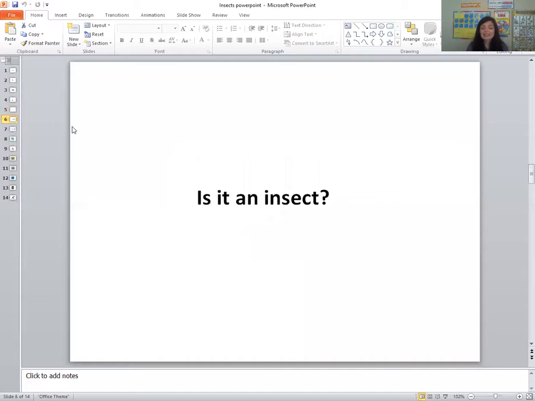It says, is it an insect? So we're going to play a little game. When I show you a picture, if you think it is an insect, then give me a thumbs up. Yes, it's an insect. But if you don't think it's an insect, give me a thumbs down. No, it's not an insect.